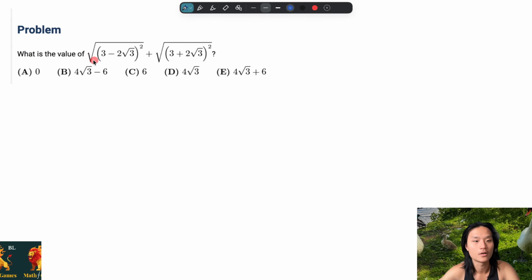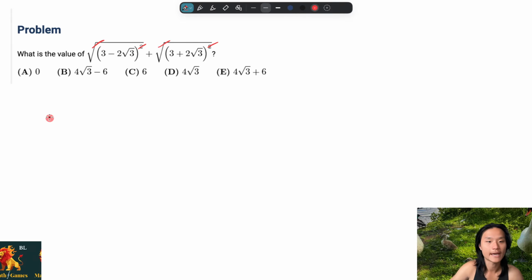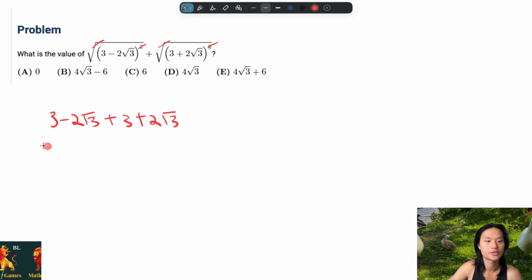What is the value of the square root of (3 minus 2 root 3) squared plus the square root of (3 plus 2 root 3) squared? At first glance, we might think we can cancel out the square roots and the squares. If we do that, we would get 3 minus 2 root 3 plus 3 plus 2 root 3. So the 2 root 3's cancel out and we are left with 6. But this is actually wrong.